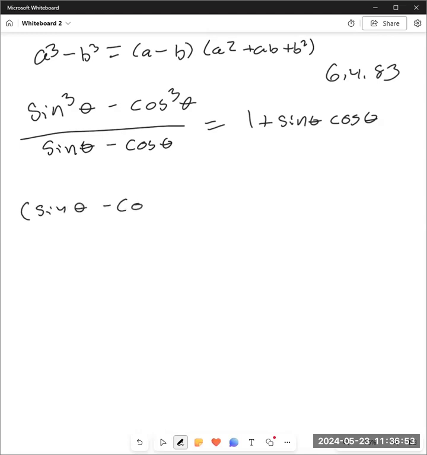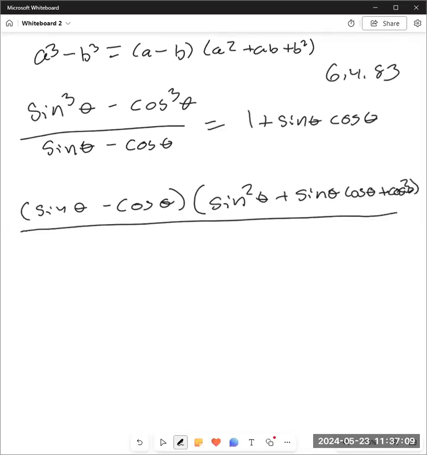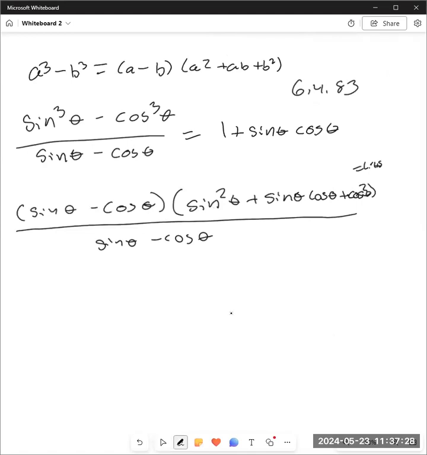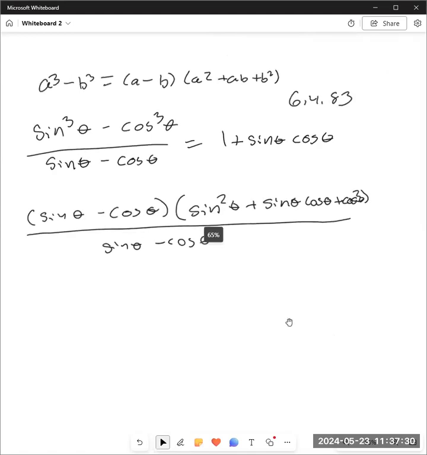That this is going to be sine theta minus cosine theta times sine squared theta plus sine theta cosine theta plus cosine squared theta over sine theta minus cosine theta. And I've got equals my left-hand side here that I can't write out, but just believe me that it's over there. Actually, let me just zoom out a little bit. I forgot I'm on this whiteboard. I can zoom out and give myself a little bit more space if I need to.